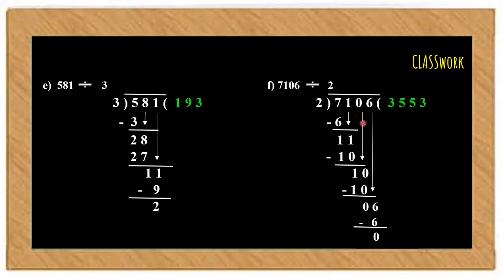We again bring the third digit of the dividend down to obtain 10. 2 multiplied by 5 gives us 10, and therefore our remainder now will be 0. We bring down the last digit of the dividend down to write 6. We all know children, in the table of 2, we have 2 multiplied by 3 giving us 6. Therefore, our final remainder comes out to be 0. So, the answer in this case becomes 3553 children.